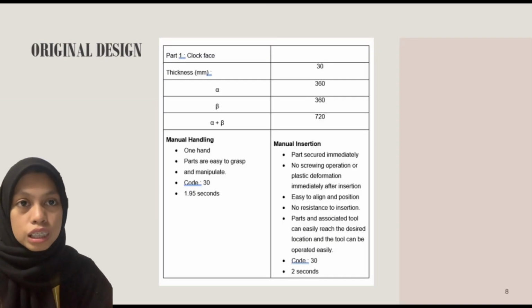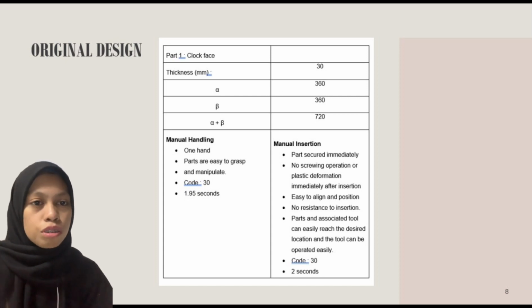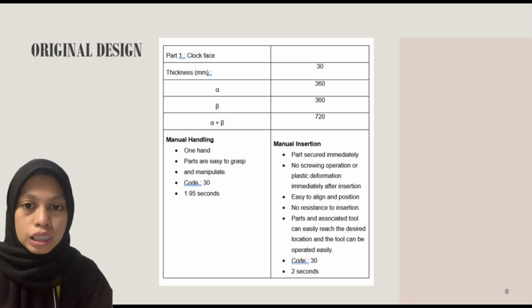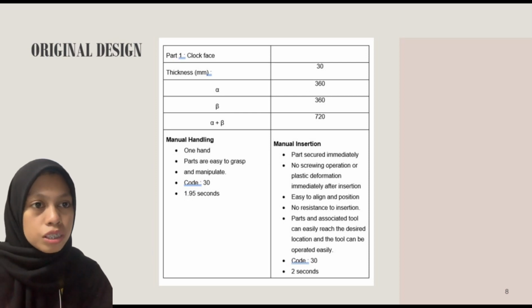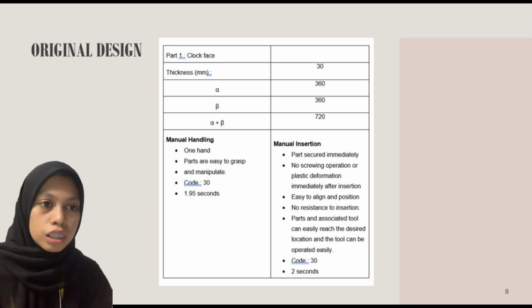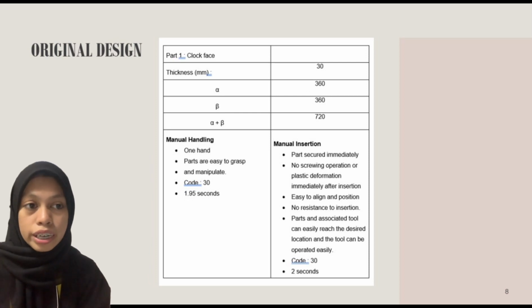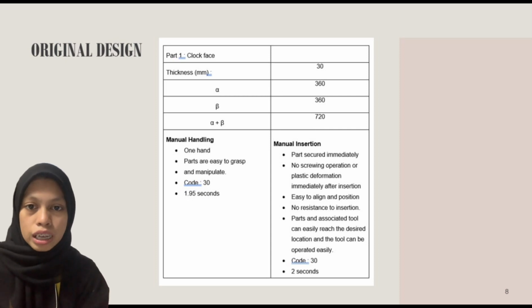So this is the original design, manual handling and also manual insertion. For manual handling, one hand, parts are easy to grasp and manipulate. Code 13 and the time is 1.95 seconds. And manual insertion, part secure immediately. No screwing operation or plastic deformation. Easy to align and position. No resistance to insertion. Parts and associated tool can easily reach the desired location and the tool can be operated easily. The code is 30 and the time is 2 seconds.